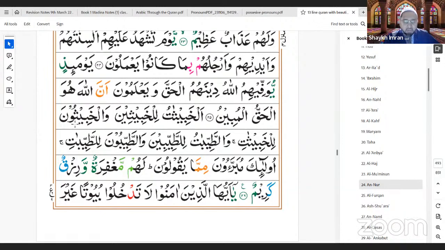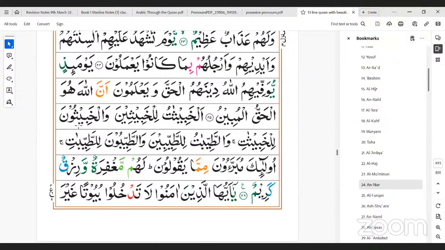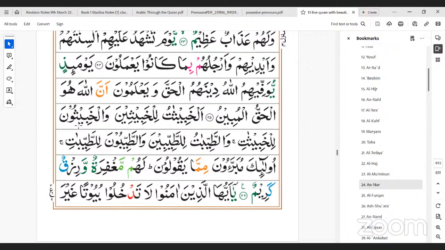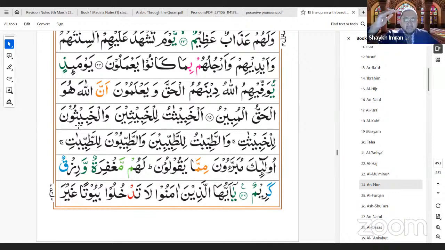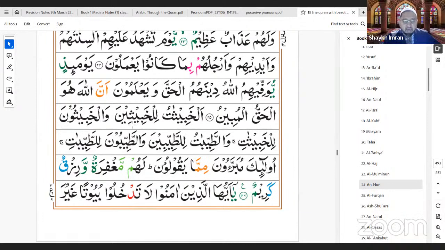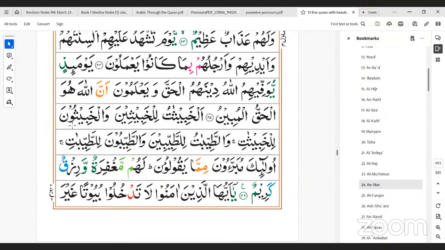Al-khabithuna is the original word for al-khabithina. So al-khabithuna is in the state of marfu, the nominative case. As I mentioned before, all nouns have three states: raf, nasb, and jar. When a noun takes a dhamma or a dhamma tanween, that's called raf. When a noun takes a fatha or a fatha tanween, it's called mansoob. When a noun takes a kasra or a kasra tanween, it's called majroor, the genitive case. Now, the original of khabithina, the sound masculine plural, is khabithuna.